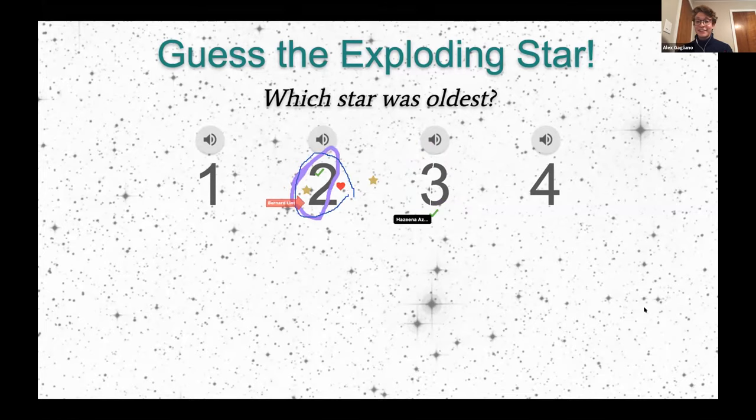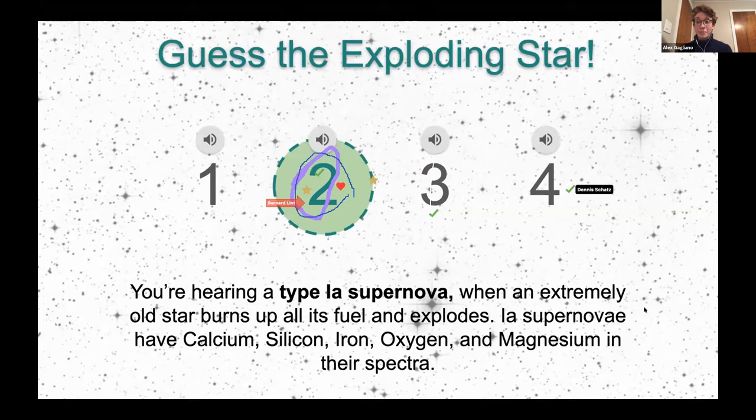So the answer is, in fact, star number two, explosion number two. This is an explosion called a type 1A supernova, and it's what happens when we think an extremely old star burns up all its fuel and explodes. So the elements that you were hearing in that spectrum are calcium, silicon, iron, oxygen, and magnesium.